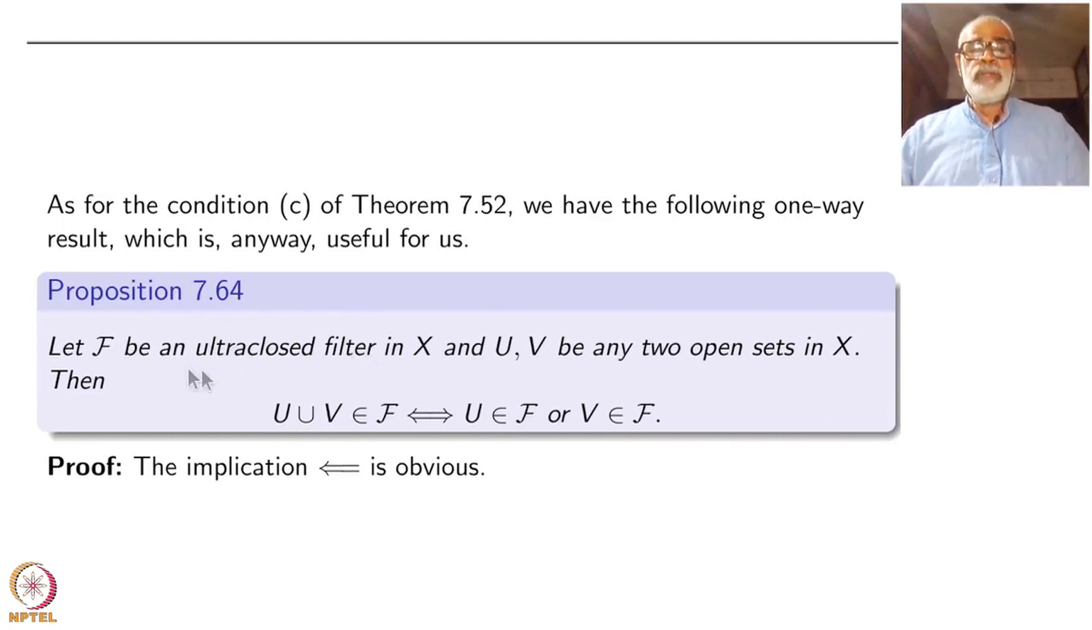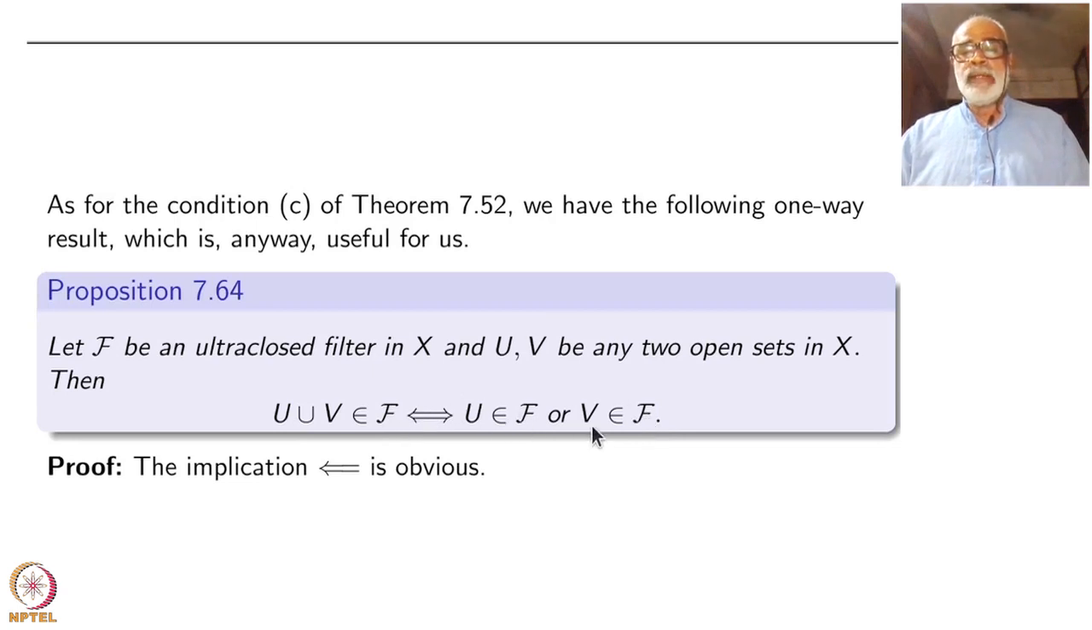This proposition says, suppose F is an ultra closed filter, then given U and V, two open subsets of X, this condition holds. What is this condition? This statement is an if and only if statement: U union V is inside F if and only if U is inside F or V is inside F.